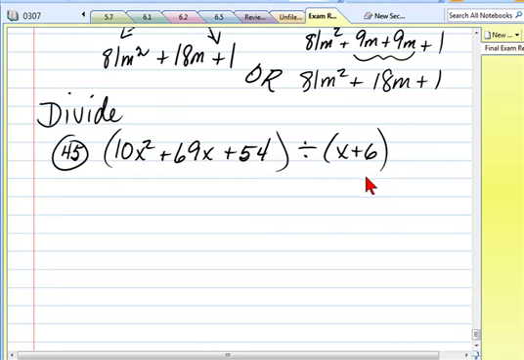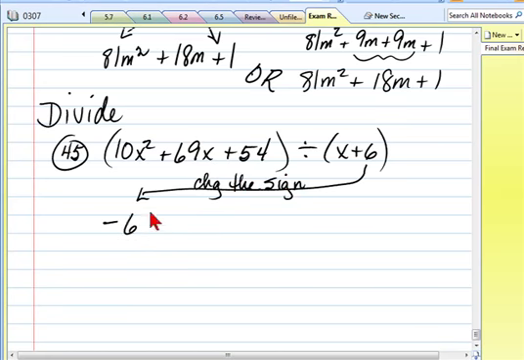If you do it by synthetic, what do you do to this number? Make it a negative. You're going to change the sign. So I have negative 6. That goes in the box. I write down 10, 69, 54.